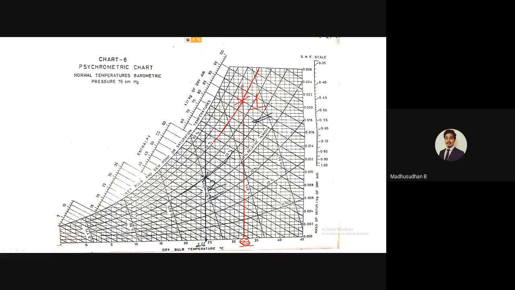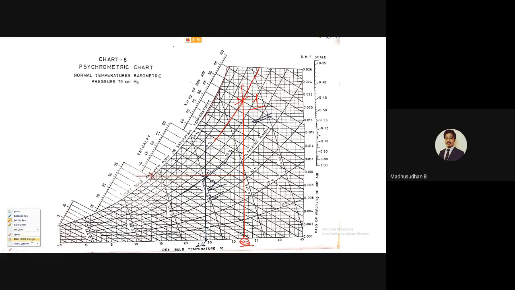So this is very important, guys. Just draw a horizontal line here from state 2, like this. I am just extending a horizontal line. So it cuts the saturated line here. So this is your saturated line. The whole thing is a saturated line.